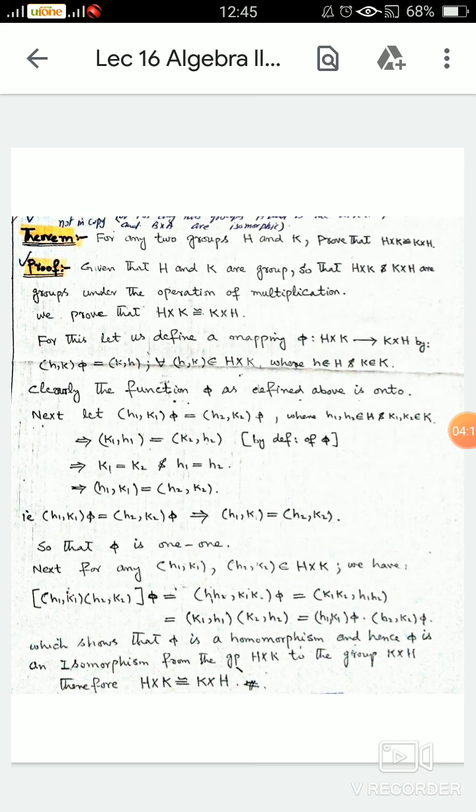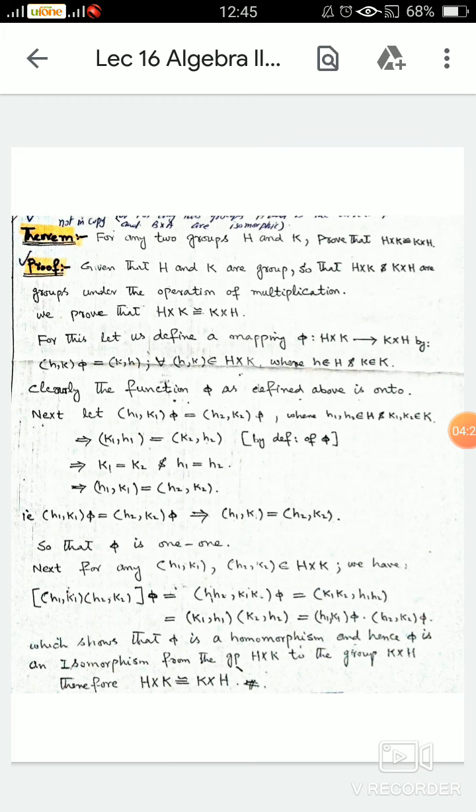(k1, h1) is equal to phi of (h1, k1), and (k2, h2) is equal to phi of (h2, k2), which shows that phi is a homomorphism. Hence phi is an isomorphism, because it is 1-1, onto and a homomorphism. So it is an isomorphism from the group H cross K to the group K cross H. This proves that H cross K is isomorphic to K cross H.